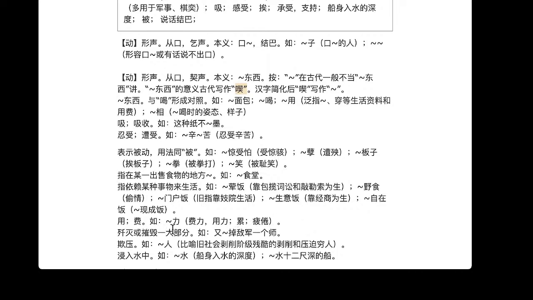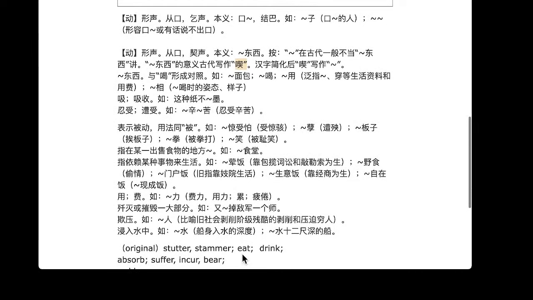And then it also means that when you devour, when you kill off in a military battle, they can use that. For example, 又吃掉敌军一个师, that means you defeated and killed off one enemy brigade or something. Okay, and also like 吃水, that refers to boats and ships, the soaking line. It's called 吃水线.